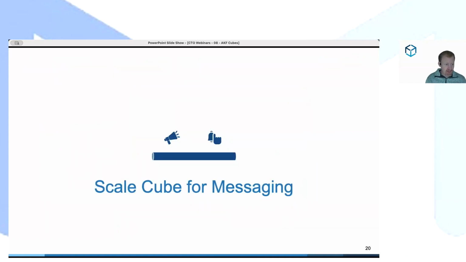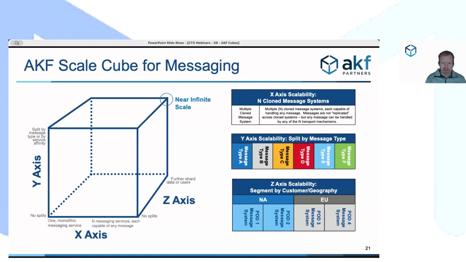So that leads us to our scale cube for messaging. You're going to implement a messaging layer if you get to that point. You're also going to want to think of splitting that up by how much redundancy you have. So the x-axis would be, do I have a clone? In this case, you'll probably need a managed service to manage that. Y would be different topics. And then Z is, do I also need to split it up geographically?